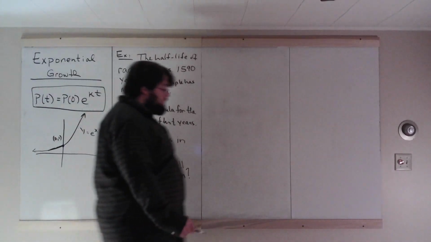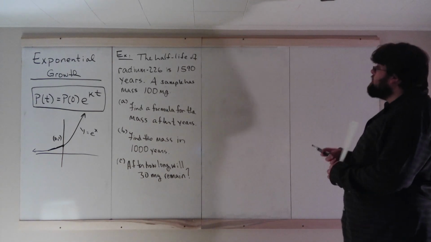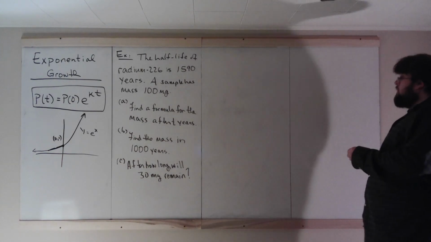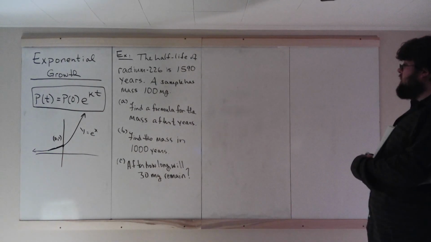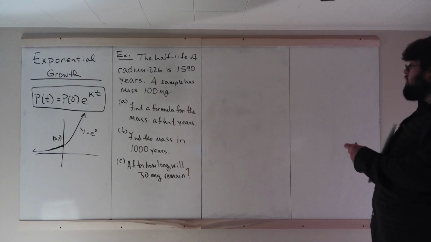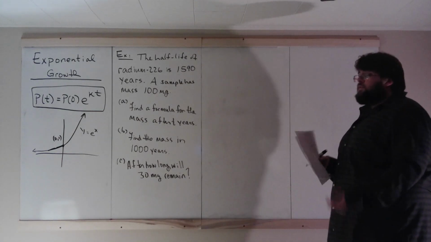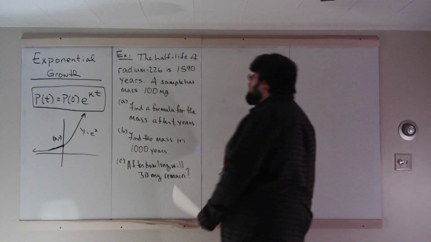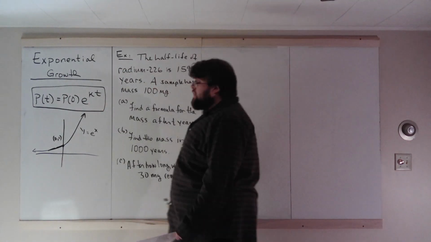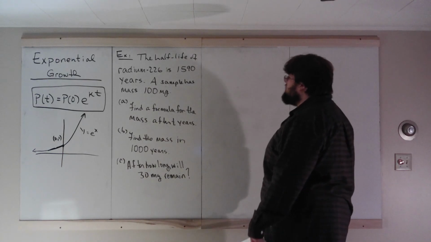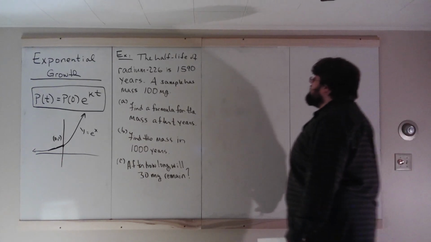So let's look at this example. The half-life of radium-226 is 1,590 years. The sample has mass 100 milligrams. Find a formula for the mass after t years. Find the mass in 1,000 years. After how long in years will 30 milligrams remain? Well, it doesn't look like we're given too much information, but we actually are. Again, what we're going to want to find is a function like this, and to find that we need the k value. We're not given much initial information in numbers, but remember what the half-life is.